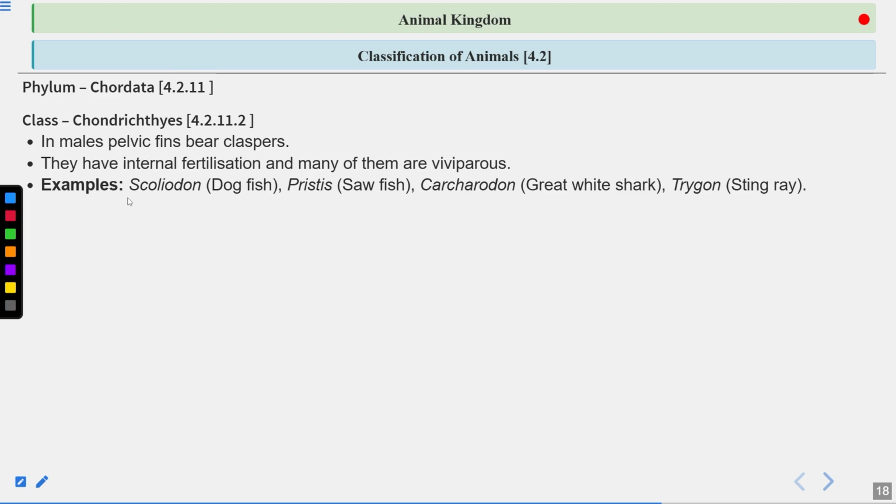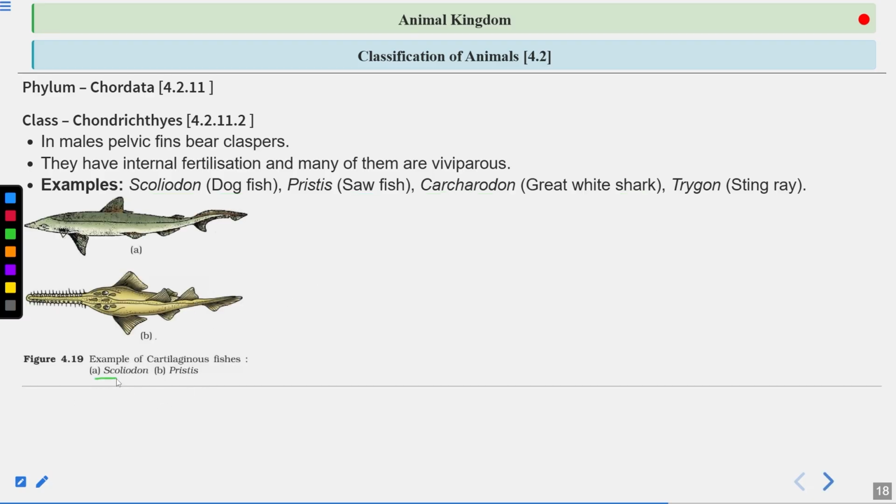Now see the examples. Scoliodon, that is commonly called dogfish. Pristis, sawfish. Carcharodon, great white shark. A shark has very, very powerful jaws, right? Trygon, stingray. So here the two examples are there. Scoliodon, that is commonly called dogfish. This is the dogfish. And Pristis, sawfish. The snout region of this fish is like a saw, and that is why it is commonly called a sawfish, right?